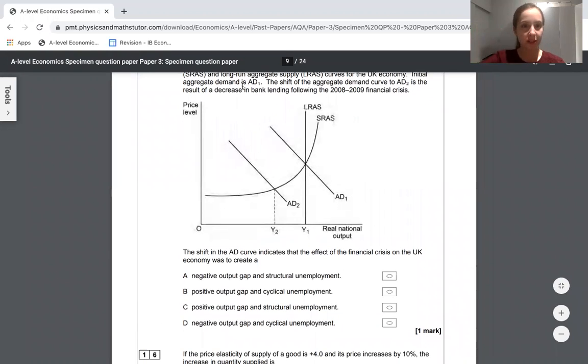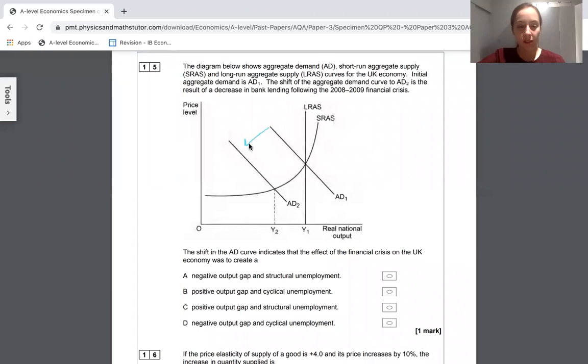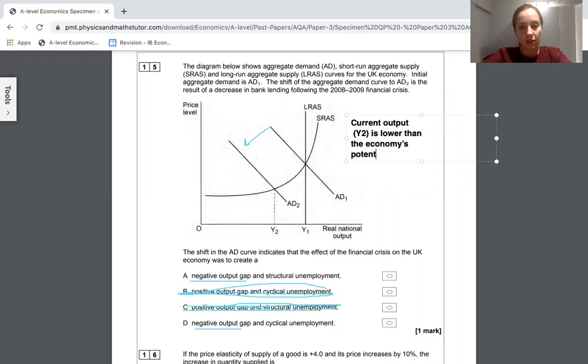Right, here we have a model of the financial crisis. And we have that AD shifted left. Here we have a negative output gap. So we're between A or D. We have a negative output gap because the current output, which is Y2, is lower than the economy's potential, which is Y1. And that's the definition of a negative output gap. So we're between A or D with that.